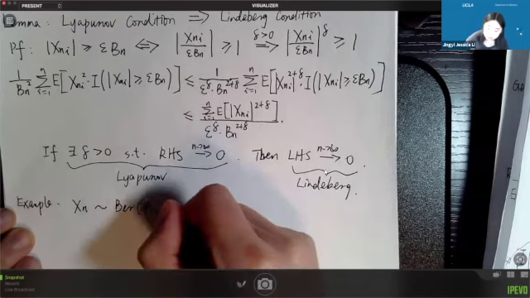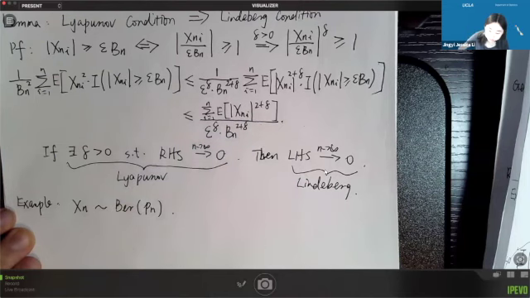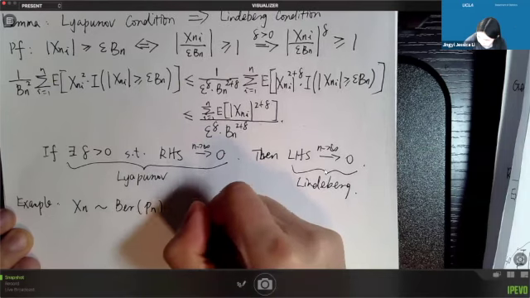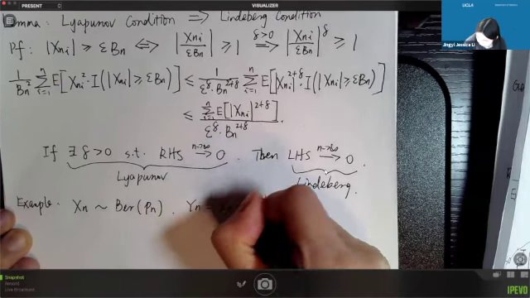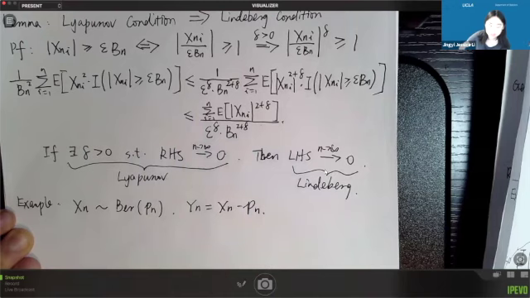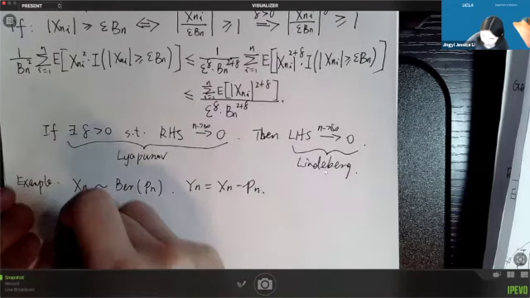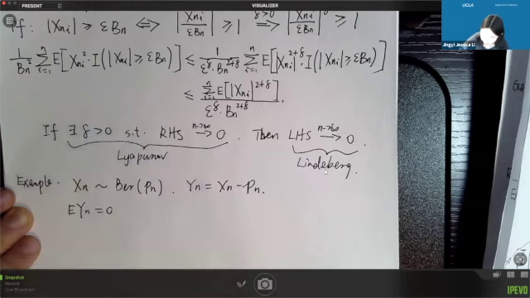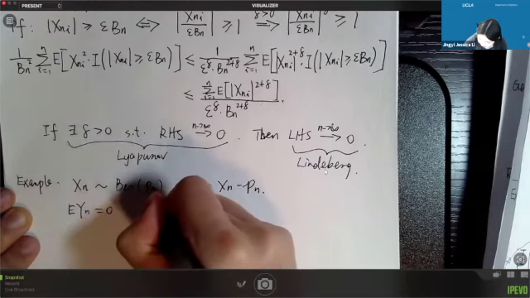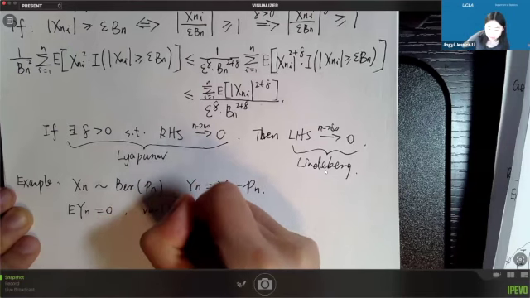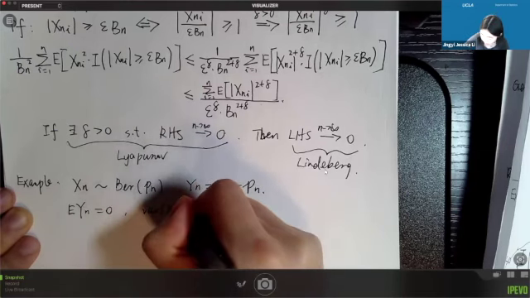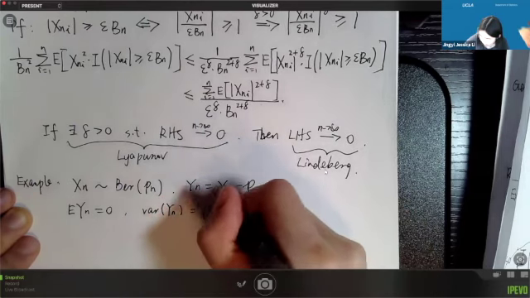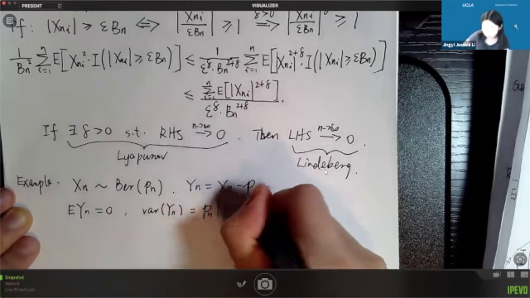Okay, so here, let's do the centering. Let's define Yn to be Xn minus Pn. By this definition, we have expectation of Yn equal to 0. And the variance of Yn is still the variance of Xn, so we know that this is equal to Pn times 1 minus Pn.